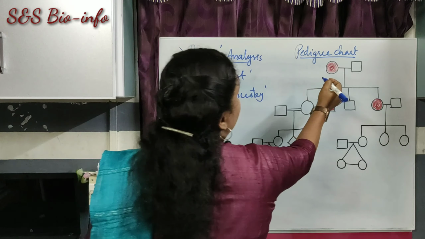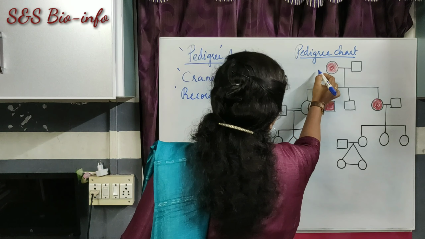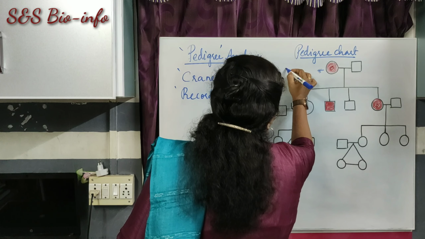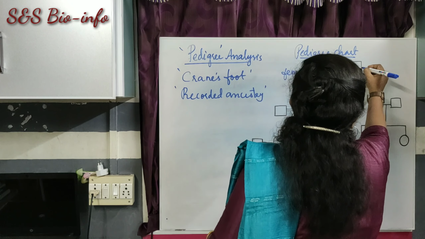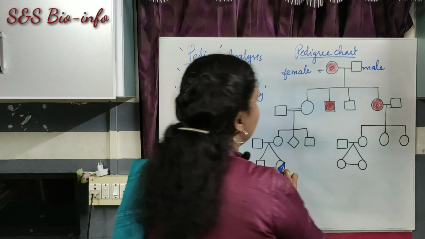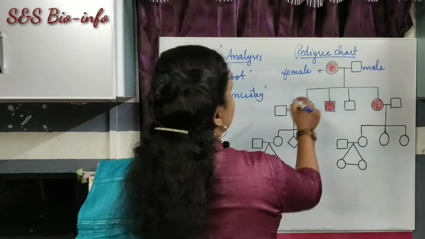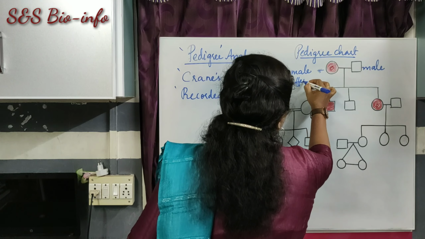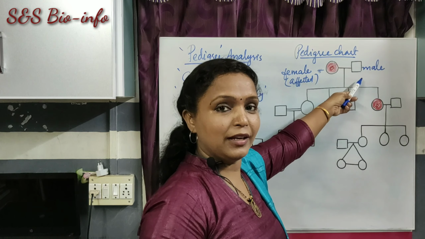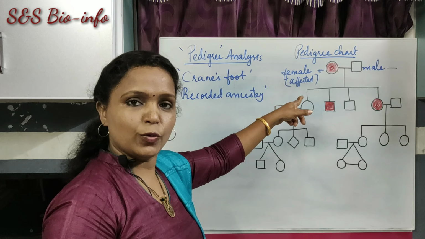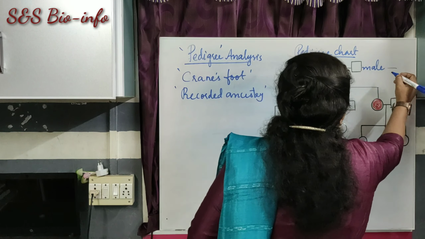Here the circle represents the female in the family, and the square represents male. As the circle is solid, it is an affected female. Here is the normal male, the unaffected male. These two are parents in the family, so it represents the first generation.